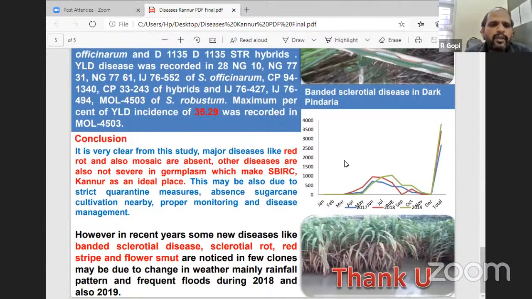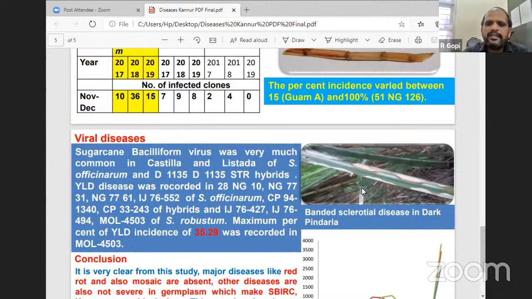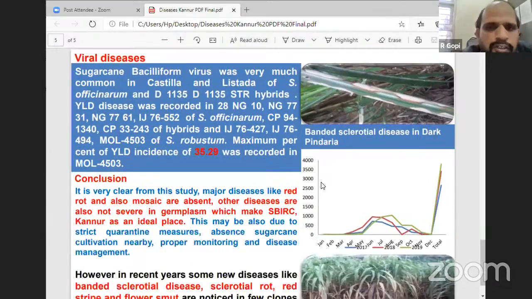However, in recent years, some new diseases like banded sclerotial disease, sclerotial rot, red stripe, and flower smut have been noticed in a few clones, maybe due to change in weather parameters, mainly rainfall pattern and frequent floods during 2018 and 19. Here we can see the rainfall is comparatively less in 2018 and 2019 when compared to 2017. We also experienced floods during 2018 and 19. So this is a flooded condition in our station. This is the disease, banded sclerotial disease, reported for the first time from our center. Thank you, sir.